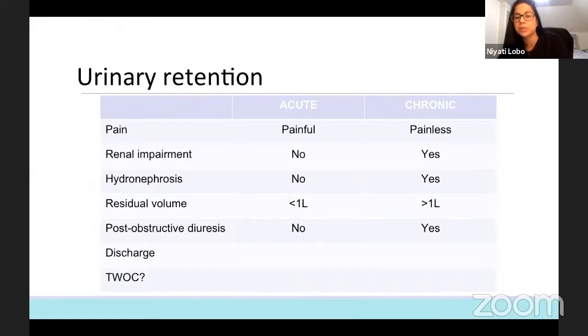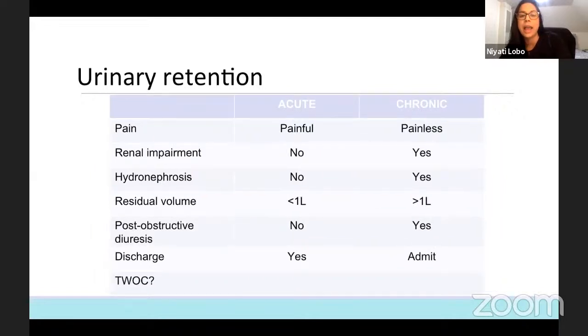So what types of retention should you discharge? You see your patient in A&E and they've come in with acute retention.